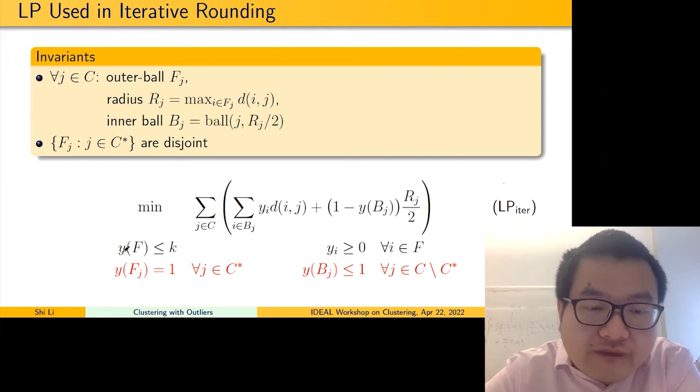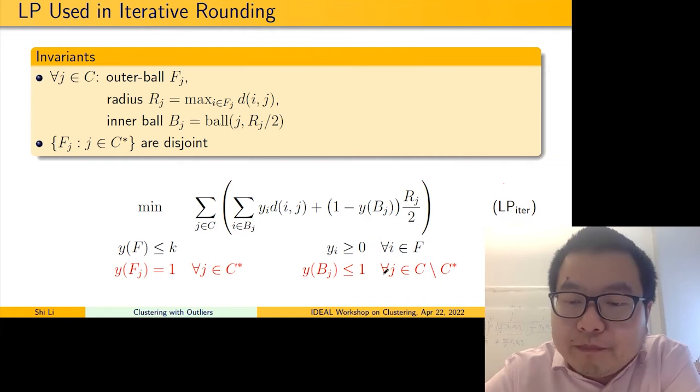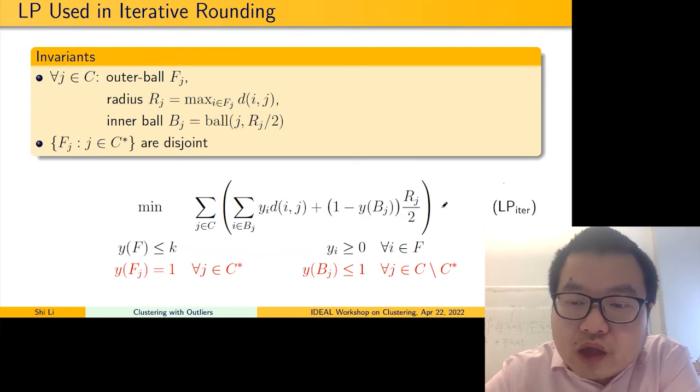And then we have constraints: the sum of YI is at most K, and the YIs are non-negative. Then we require that for a client J in the core set C star, the sum of Y values in FJ is exactly one. And for all the clients J, YBJ is at most one. But of course, YFJ for J in C star is exactly one, so YBJ is at most one for J in C star. So we don't need them. They are redundant. Okay, so this is the LP we maintain in the iterative rounding procedure.